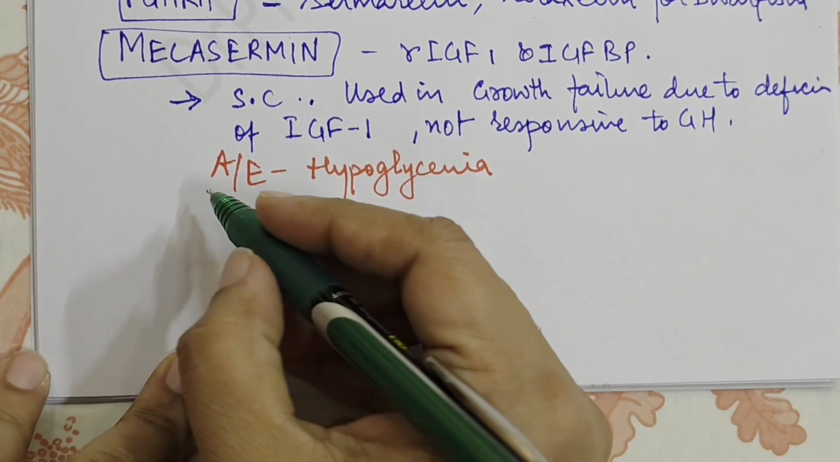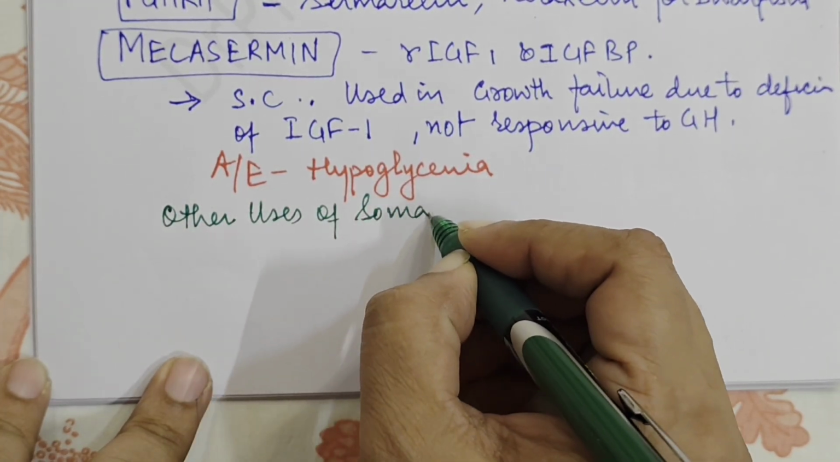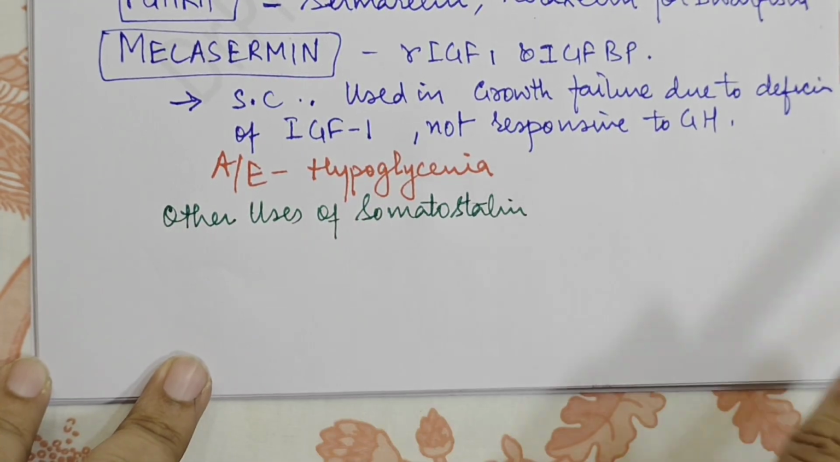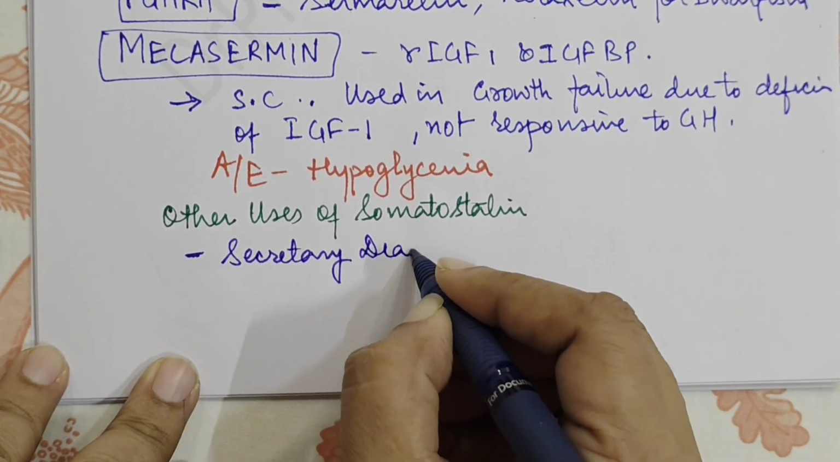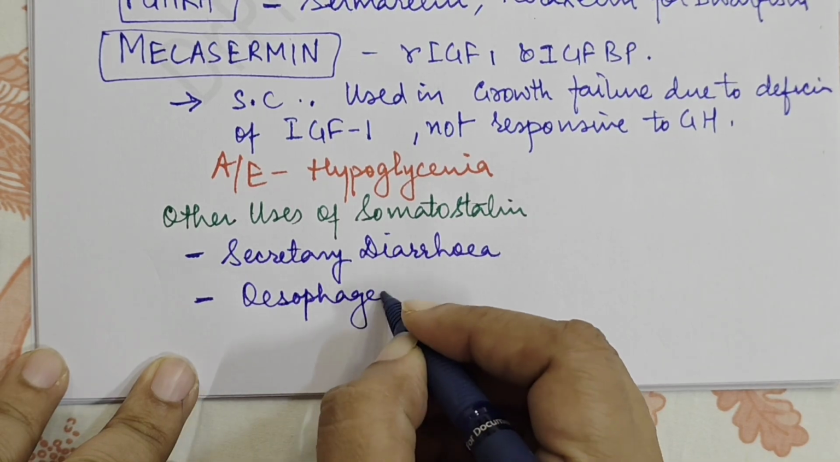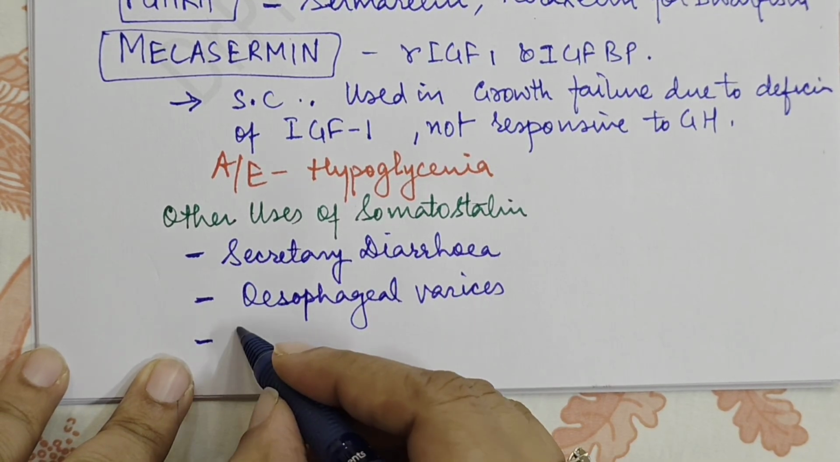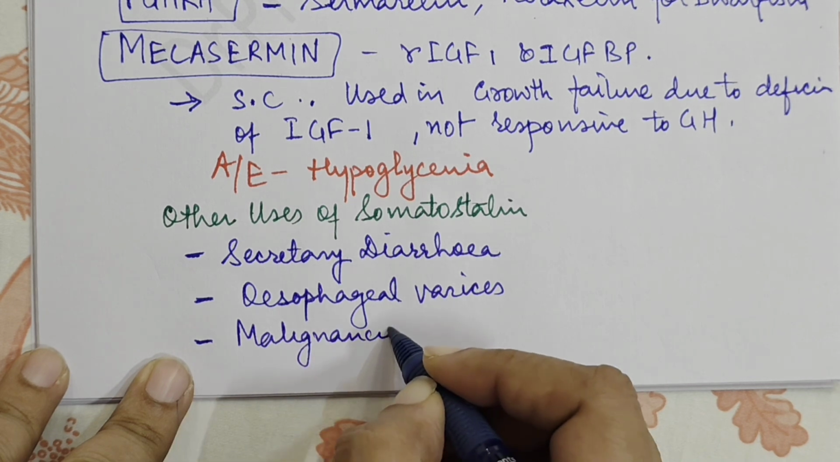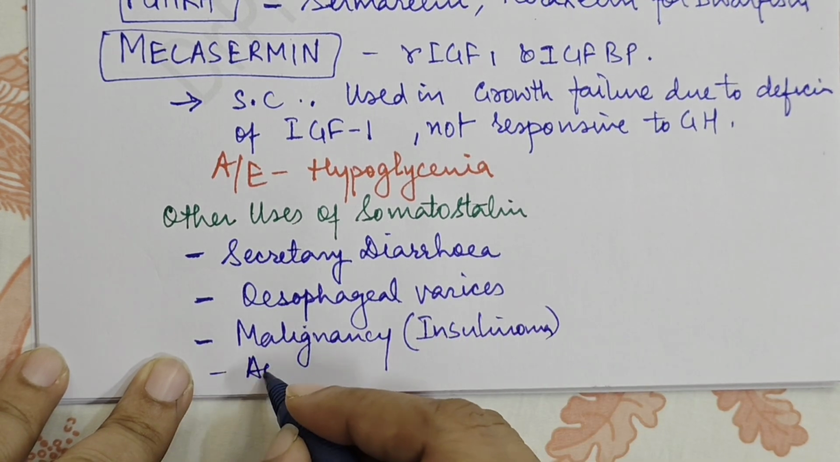So now other uses. Let's see what are the other uses of somatostatin. Now other uses of somatostatin are very interesting and you should remember them. They're used in secretory diarrhea. They're used in esophageal varices. Why? Because it causes vasoconstriction, so it will block the vessels. Then it is used in some kind of malignancies due to insulinoma, and it is of course used in acromegaly.